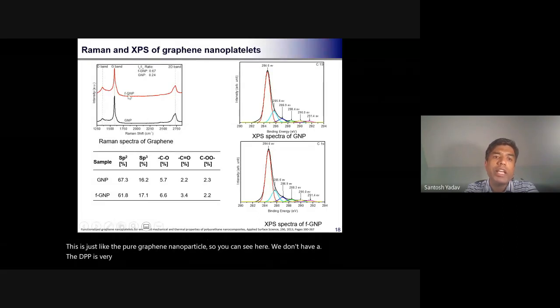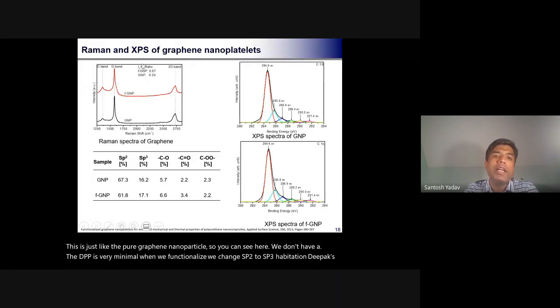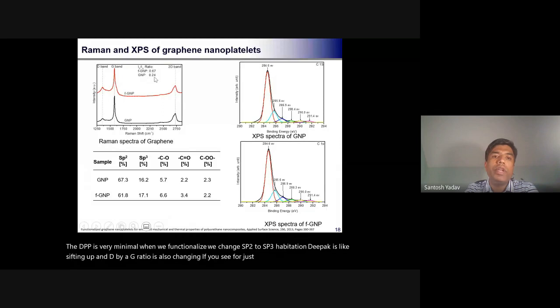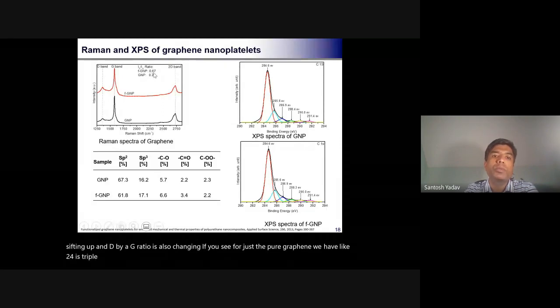When we functionalize, we change sp2 to sp3 hybridization, the D peak is shifting up, and the D by G ratio is also changing. For just the pure graphene, we have like 2.4, a triple-fold enhancement, which is good, 0.67%. And also the shape of the 2D peaks tells us more about what kind of material we have.